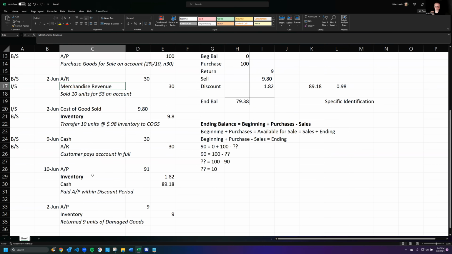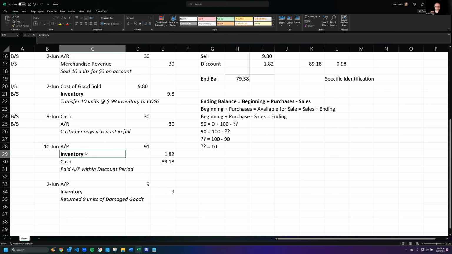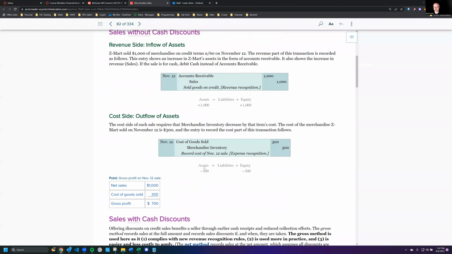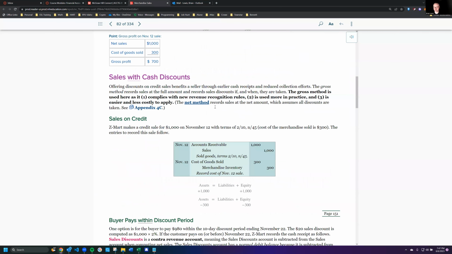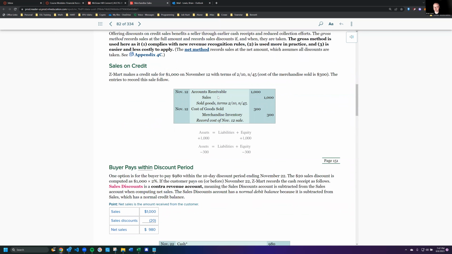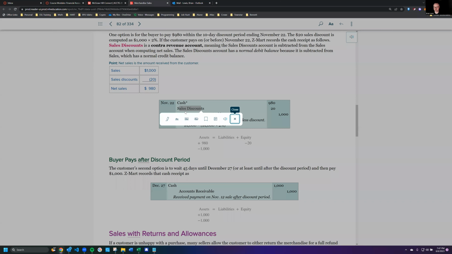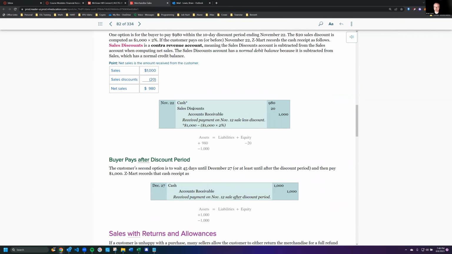Unlike inventory, when you do the discount to inventory, a discount on a credit sale is going to go into its own little bucket called discounts on sales, something like that. Let me just go over here, it'll show you. Okay, you have your sales on credit, sales with the cash discounts, right? Cost of goods sold, sales on credit. Where's my discount? Within the discount period. There we go, sales discounts. You'll see these are an income statement account. They're a contra revenue account. They reduce revenues, and so you get to net revenues.